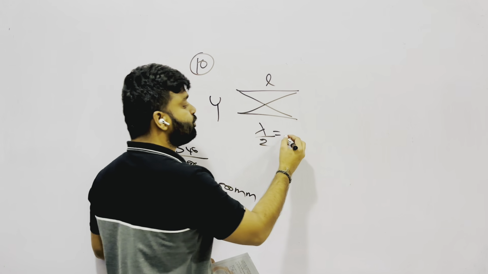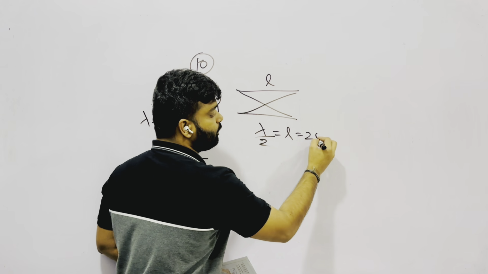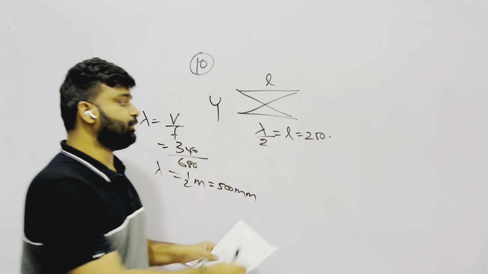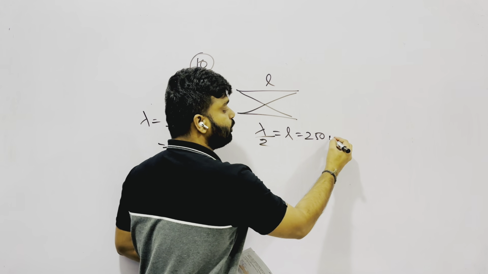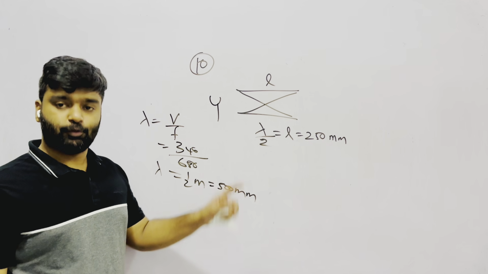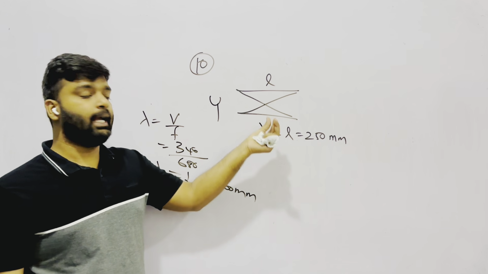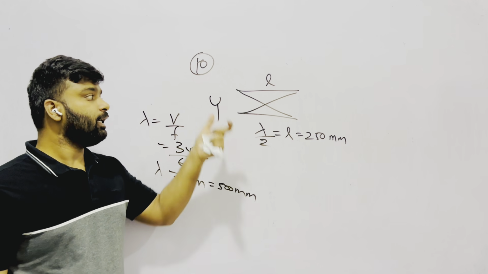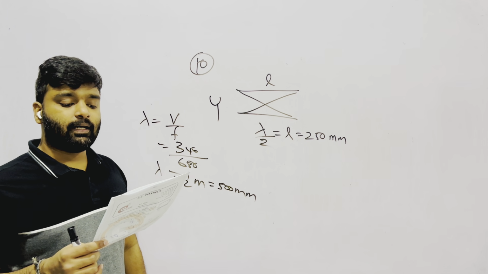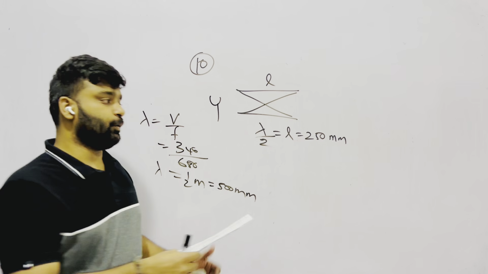Here, lambda by 2 is equal to L. Here lambda is 500 mm. From this equation we can get L is equal to 250 mm. Therefore answer B is possible. A length of 250 mm can be made to vibrate at the fundamental mode. Let's check the required length for the first overtone.